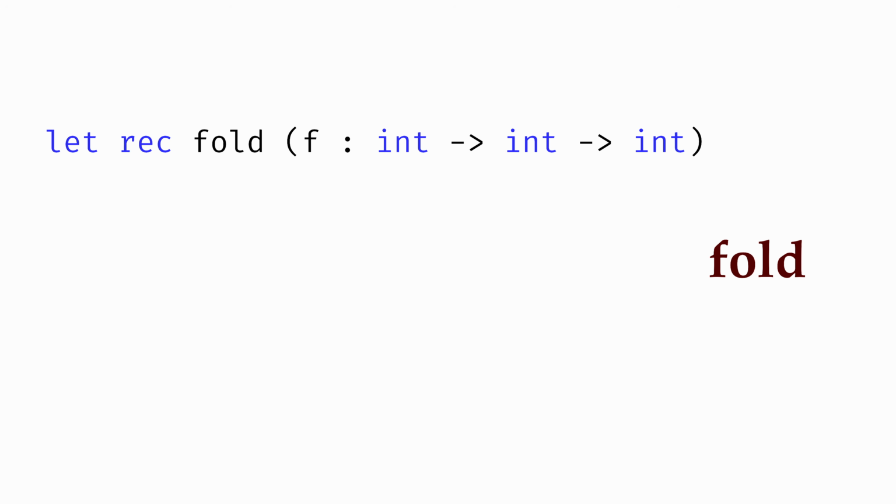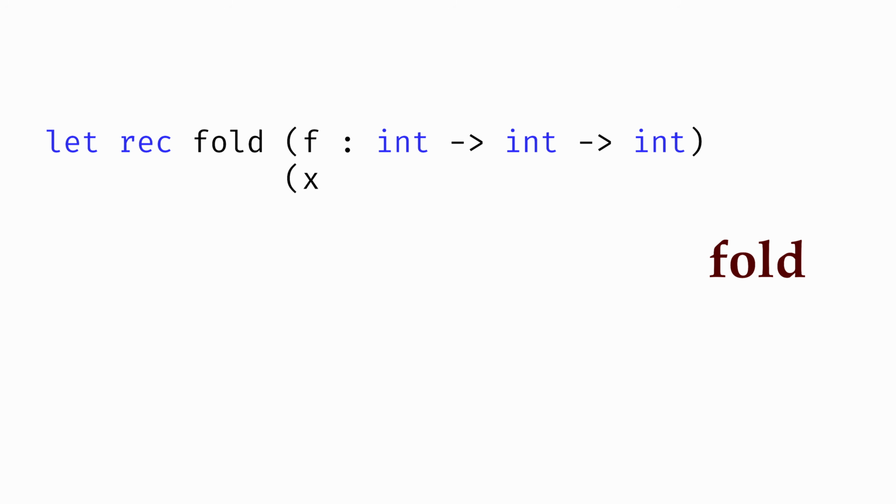Now that we've built up a conceptual understanding for how fold is going to work, let's write the code for it. The first argument to fold will be the function we're going to apply to each element. Remember that this function needs to take an element of the list and the current accumulator and return a new accumulator. So its type is going to be int to int to int. It takes two integers, the element and the accumulator, and returns a new integer accumulator.